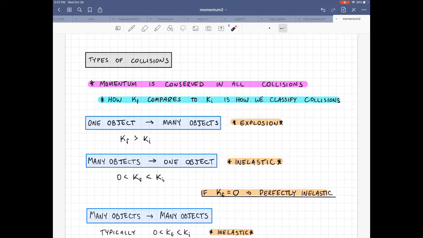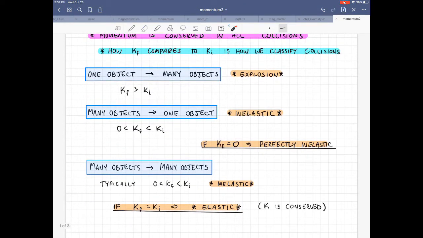So the book lays out a few examples here. The first example is you might have before the collision just one object, and then after the collision you might end up with many objects. And so this is what the book terms an explosion, right? So from one object you get many objects. The kinetic energy feature here is that the final kinetic energy is greater than the initial kinetic energy. And you may wonder, well, where is that kinetic energy coming from? Well, there must be some potential energy stored in the system that gets transformed into kinetic energy during this explosion process.